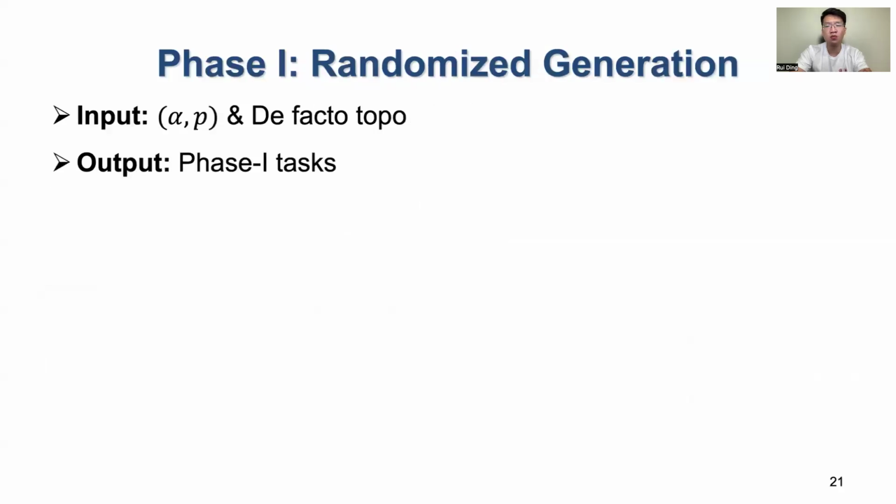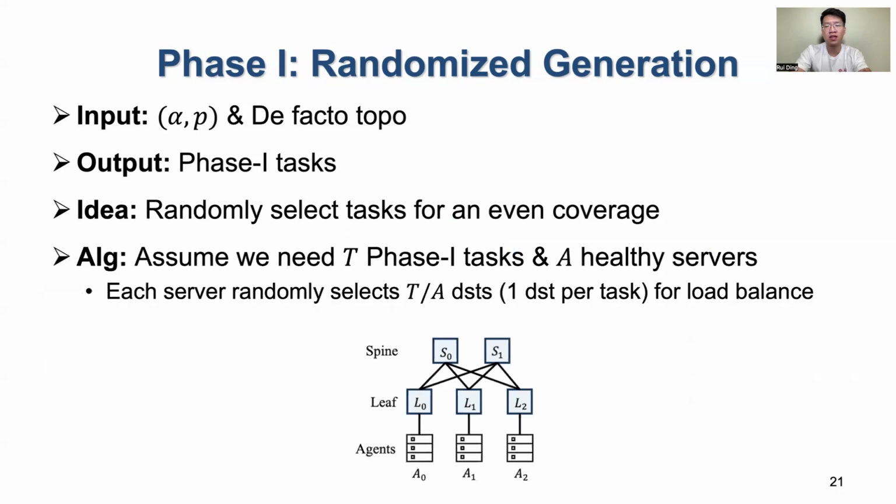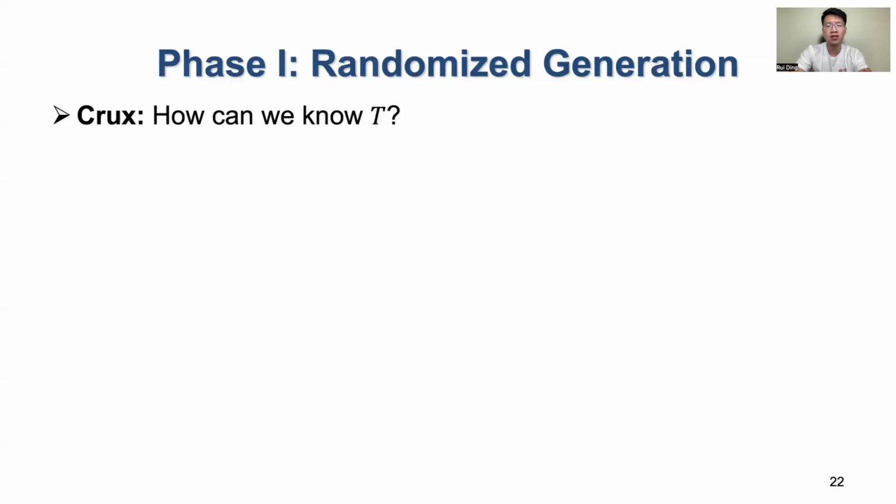Now we are ready for phase 1, where we have the coverage requirement and the de facto topology at hand. To produce phase 1 tasks, we randomly select tasks for an even coverage. Assume we need T tasks and have A healthy servers. Then each server randomly selects T over A destination servers for load balance. So the crux here is, how can we know T?